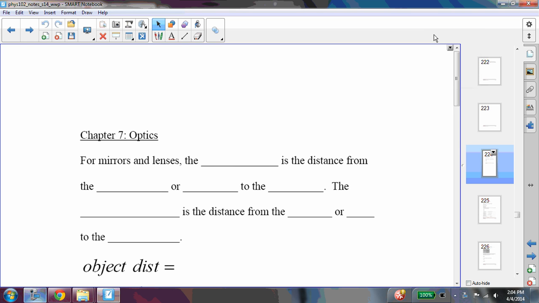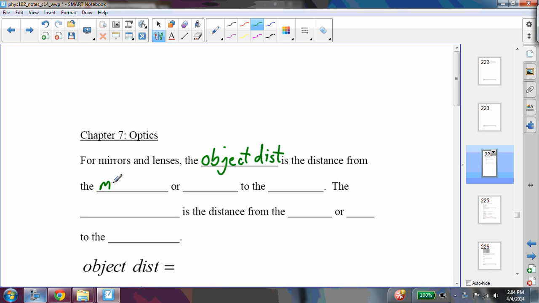Okay, so now we're going to look at how light moves through different optical devices like mirrors and lenses. For mirrors and lenses, we're going to define some various distances, and the first of those is the object distance. This is the distance from the mirror or lens, whichever you're using, to, wait for it, the object. All right, so it's fairly obvious just how it's written.